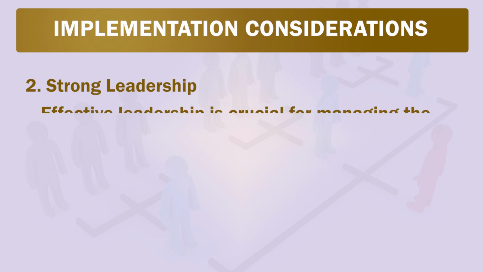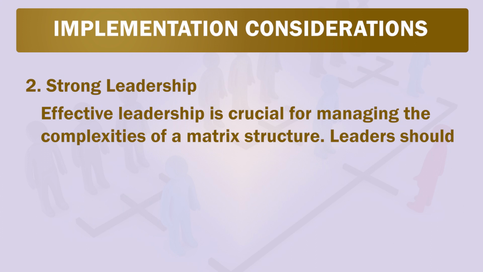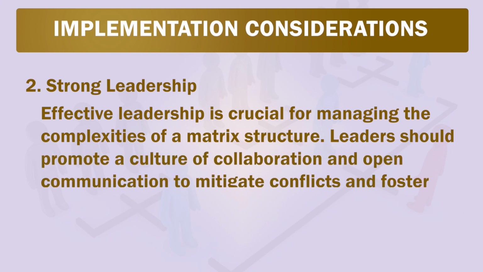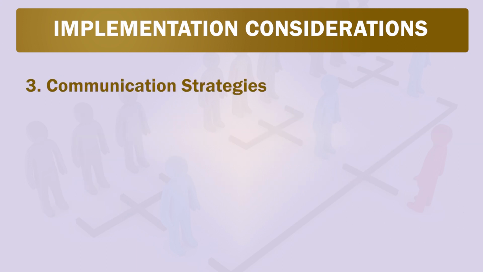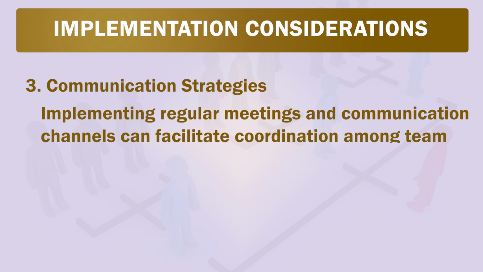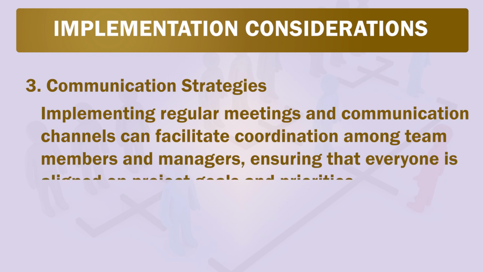Next is strong leadership. Effective leadership is crucial for managing the complexities of a matrix structure. Leaders should promote a culture of collaboration and open communication to mitigate conflicts and foster teamwork. Next is communication strategies. Implementing regular meetings and communication channels can facilitate the coordination among the team members and managers, ensuring that everyone is aligned to the project goals and priorities.